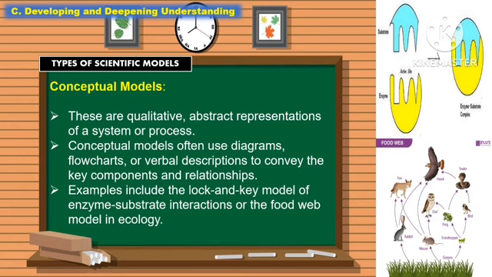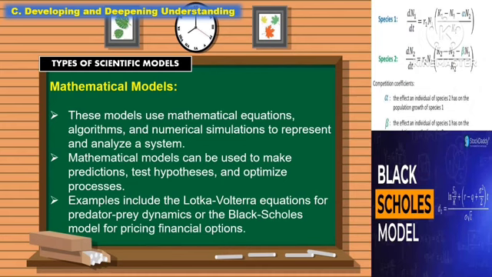Conceptual models often use diagrams, flowcharts, or verbal descriptions to convey the key components and relationships. Examples include the lock and key model of enzyme-substrate interaction or the food web model in ecology.